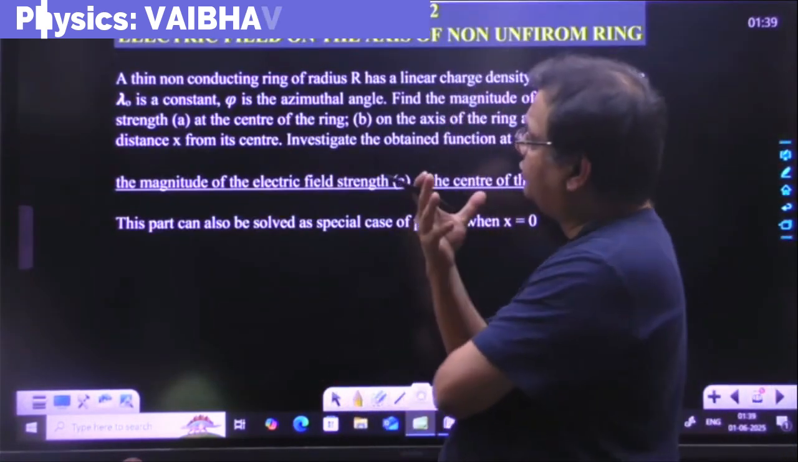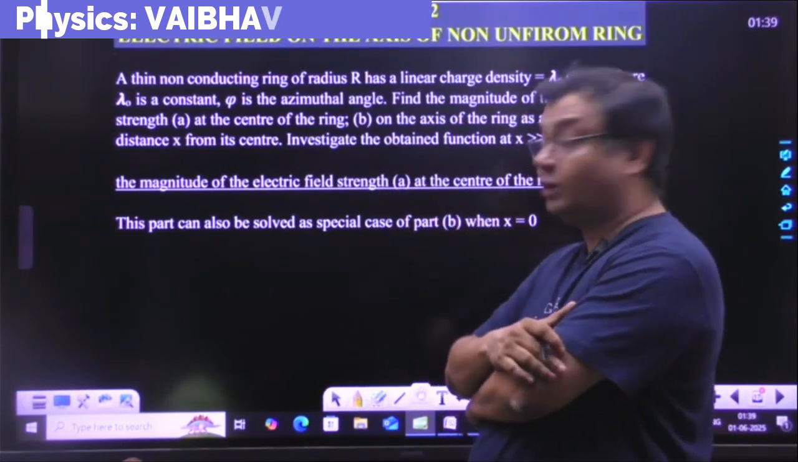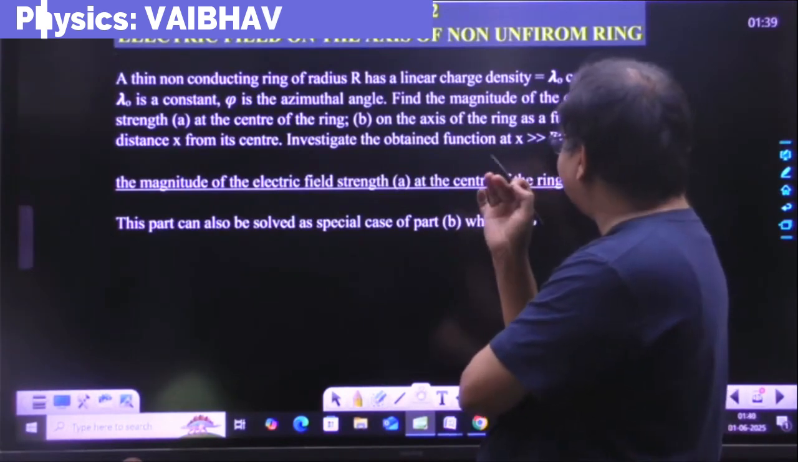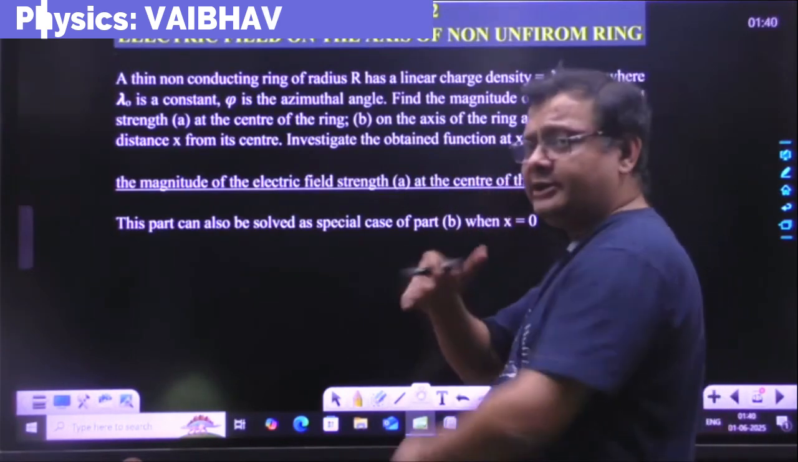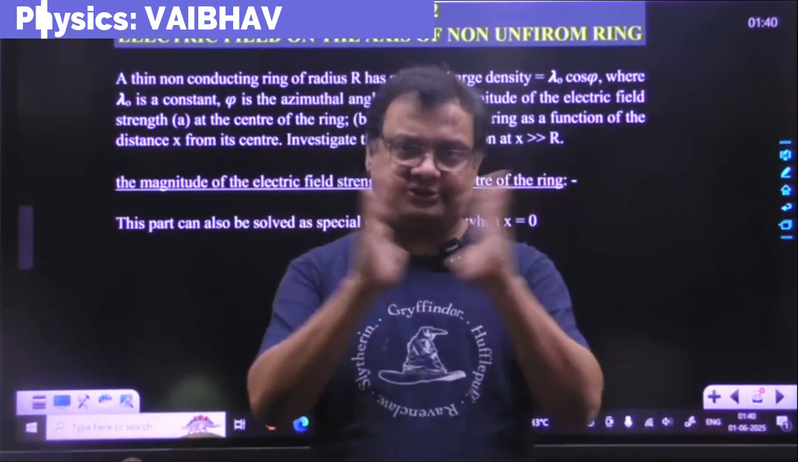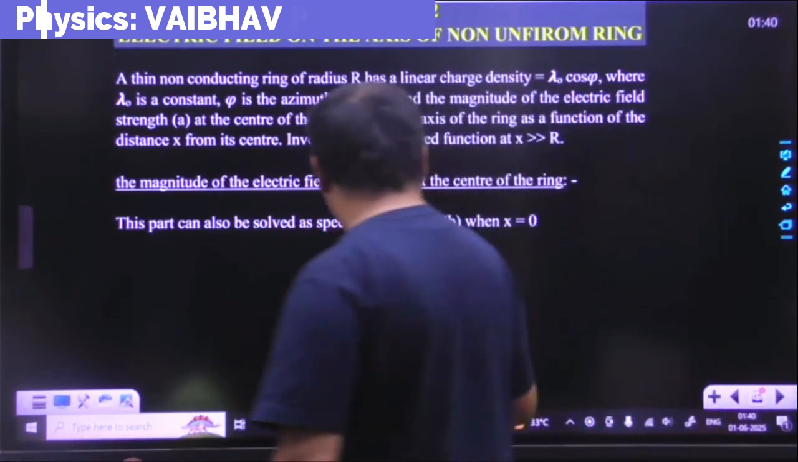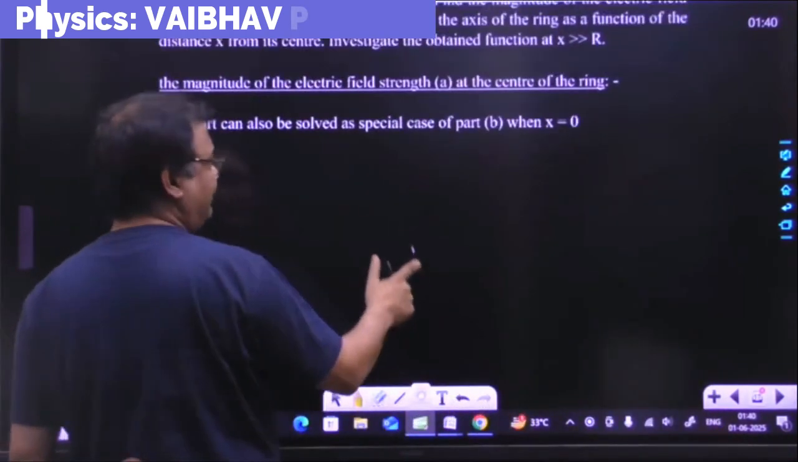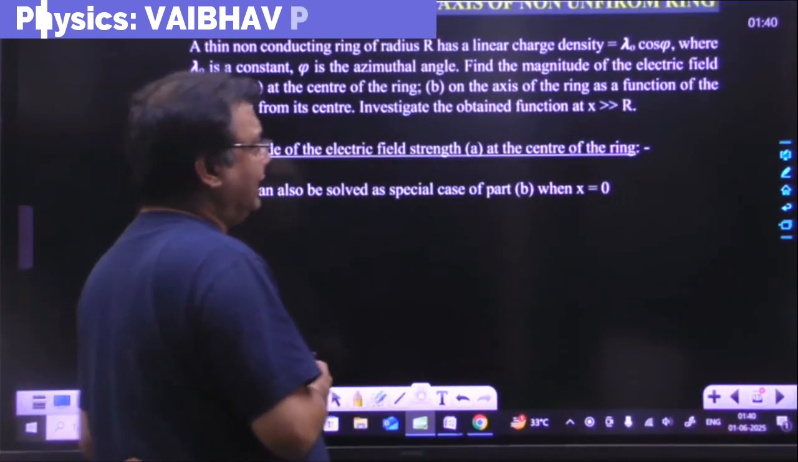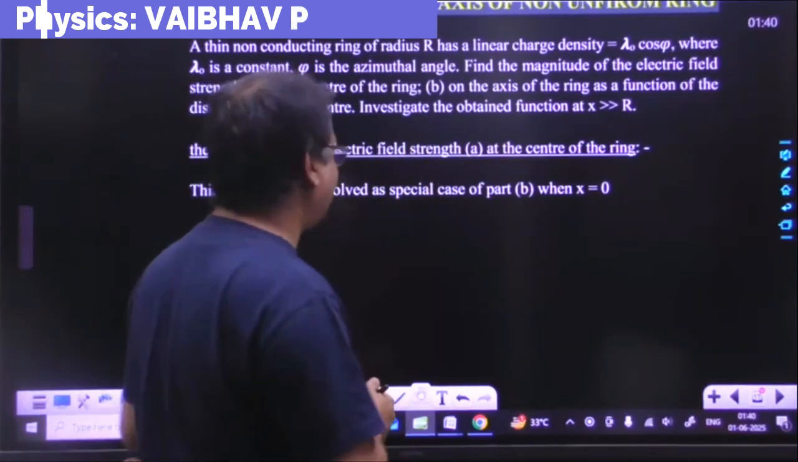Here we have a case of a non-uniformly charged ring, because lambda depends on the azimuthal angle that makes the ring non-uniformly charged. And we have to find the electric field on the axis at a distance x from the center. Already we did in basic lectures the electric field on the axis of a uniformly charged ring, but that was a uniformly charged ring. Now here the ring is non-uniformly charged, and we have to find two parts. In the first part we have to find the field at the center, and in the second part we have to find the field on the axis of the ring as a function of the distance x from the center.